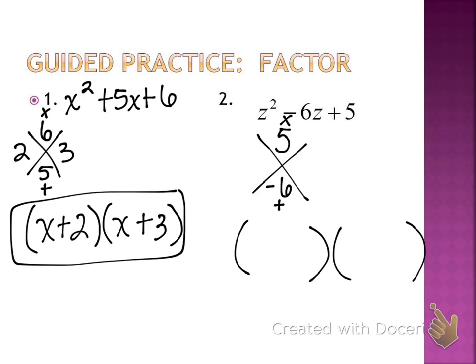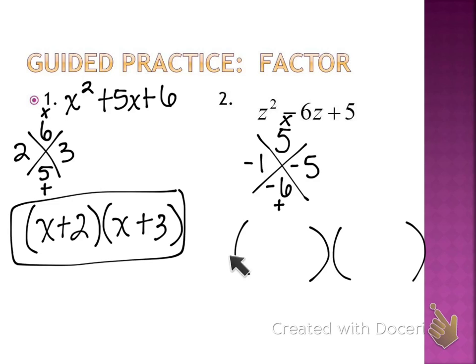Let's see. Nevaeh, did you come up with the numbers that we should use? -1 and -5. -1 and -5 would be perfect. We need to have the same sign if we're going to multiply to a positive number. And they're both going to be negative if we have to add up to a negative number. So -1 and -5 is wonderful.